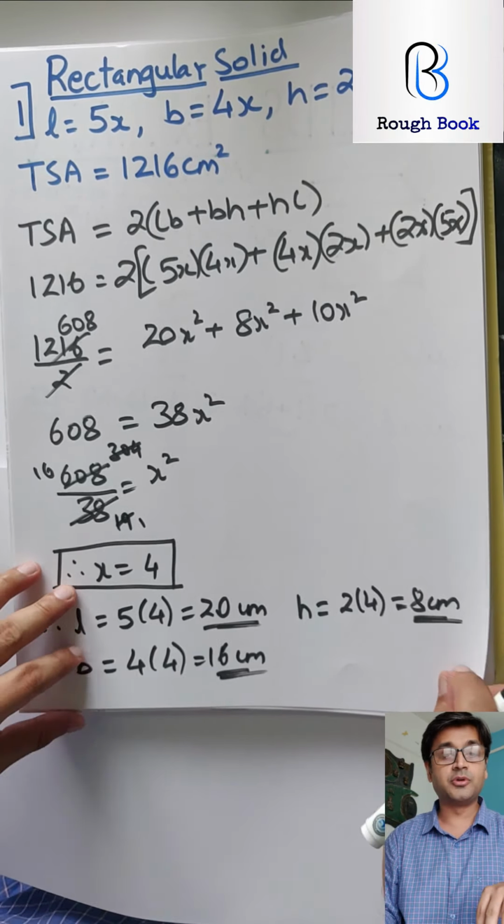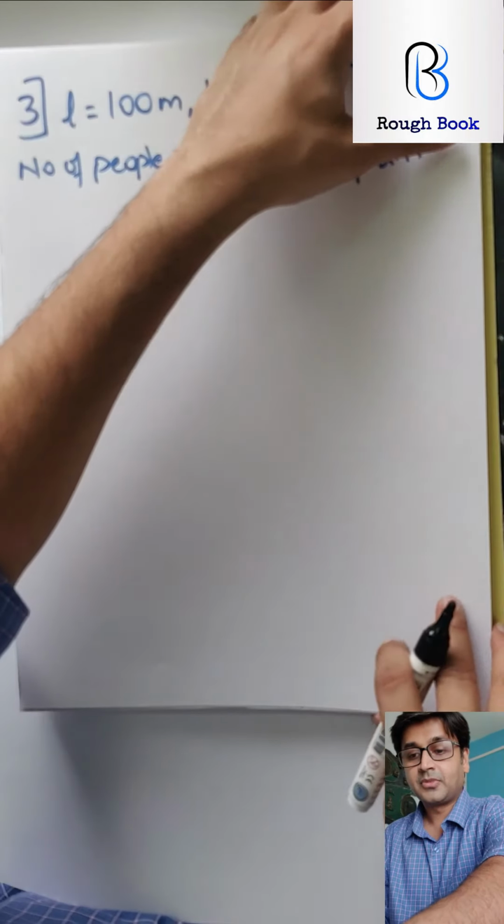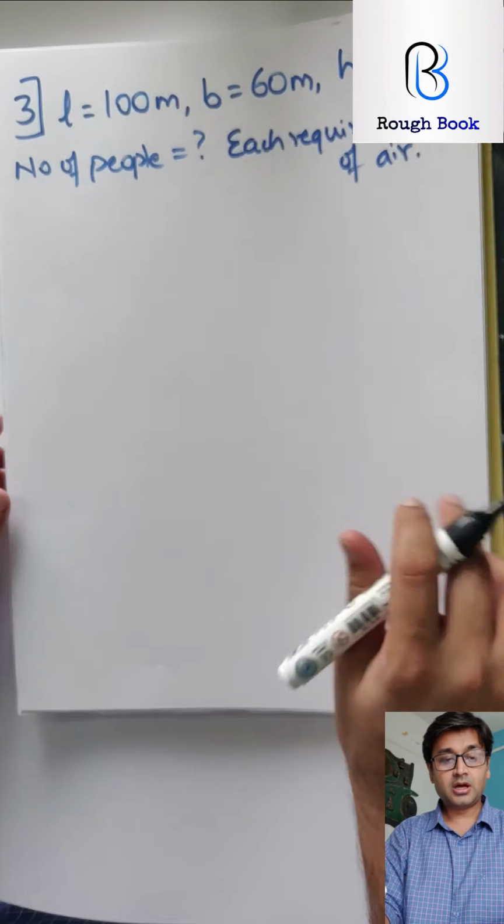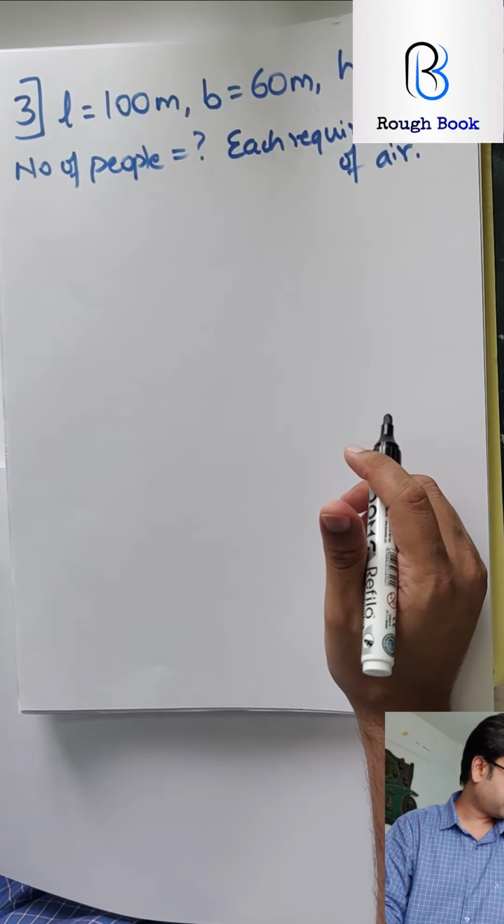So the next one, sum number 3. Can we hit it? It says that there is a cinema hall. Sorry, not cinema hall. 75 persons can sleep in a room 25 by 9.6.